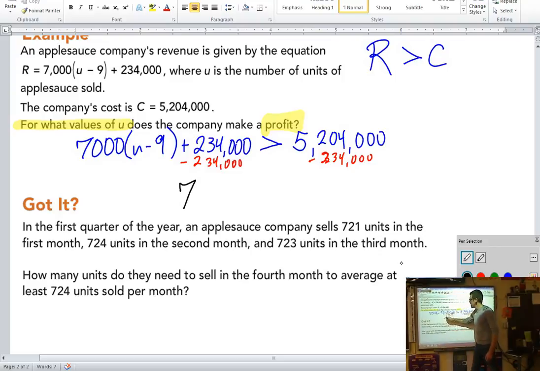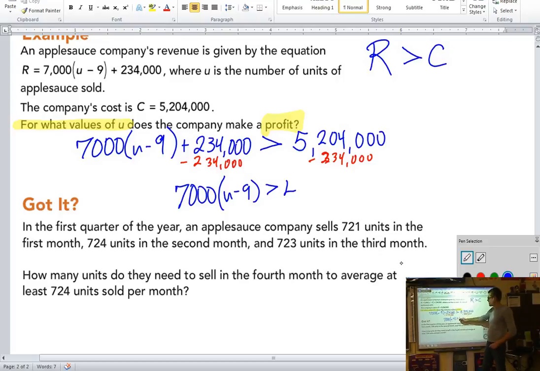So now we have 7,000 times (U minus 9) is greater than 4,970,000. Wait, 907 or 970? 970. Making sure we say things properly. Remember, there's no "and" until you get to the decimal point. So that's 4,970,000. No "and" anywhere in there.